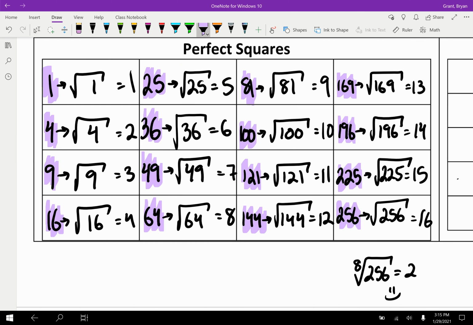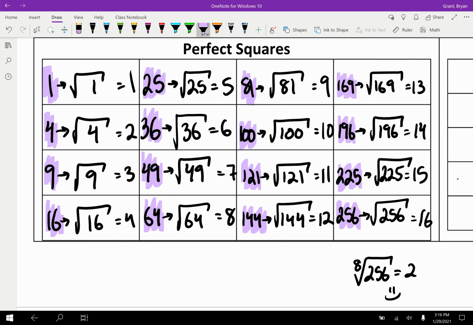These 16 numbers that I just highlighted in purple are going to be very useful over the rest of really your math careers, but especially this year and definitely in geometry. Geometry has a lot of simplifying square roots as well. So do you need to memorize these? Not necessarily. Should you? Sure. I would probably make 16 flashcards and put them on there.